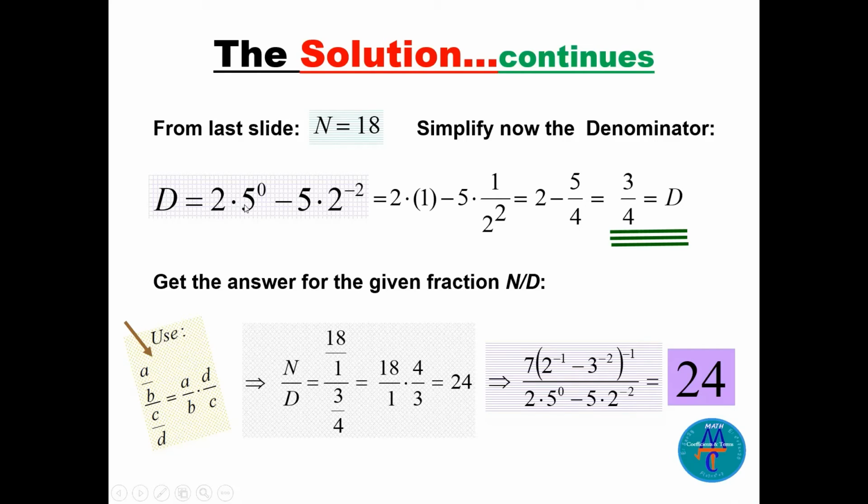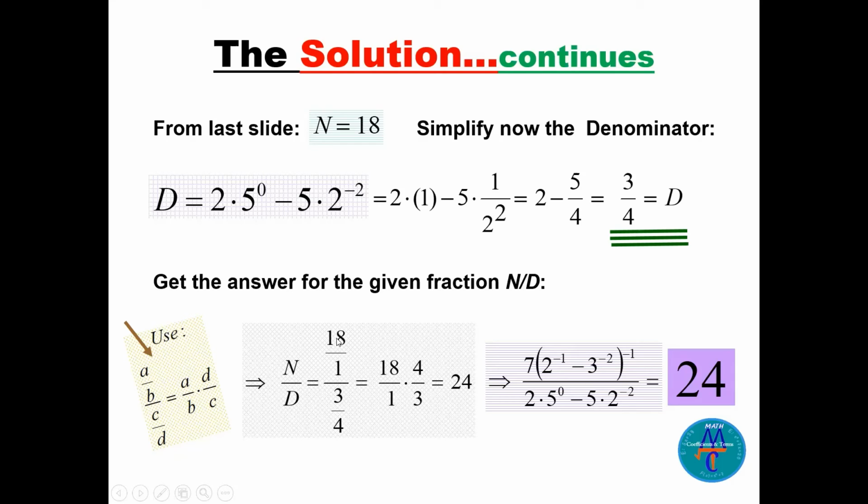Denominator, 2 times 5 to the power 0. Any number to the power 0 is 1, so 2 times 1 is 2. Minus 5 times 2 to the power minus 2, that's also a negative exponent, 1 over 2 squared. So that will be 2 minus 5 divided by 4. The LCD is 4. So 4 times 2 is 8, minus 5 will be 3 over 4. This is the denominator.